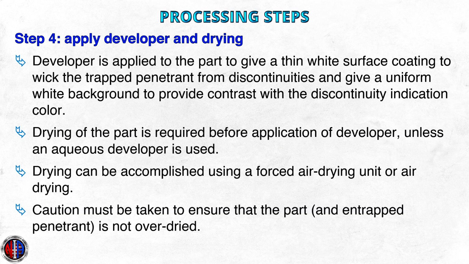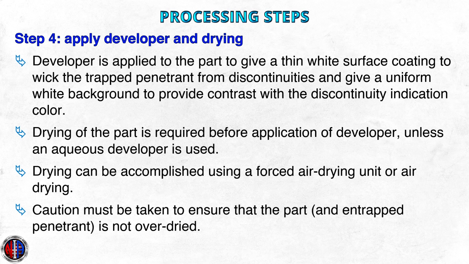Step 4. Apply developer and drying. Developer is applied to the part to give a thin white surface coating to wick the trapped penetrant from discontinuities and give a uniform white background color to provide contrast with the discontinuity indication color. Drying of the part is required before application of developer unless an aqueous developer is used. Aqueous developer is applied before drying.